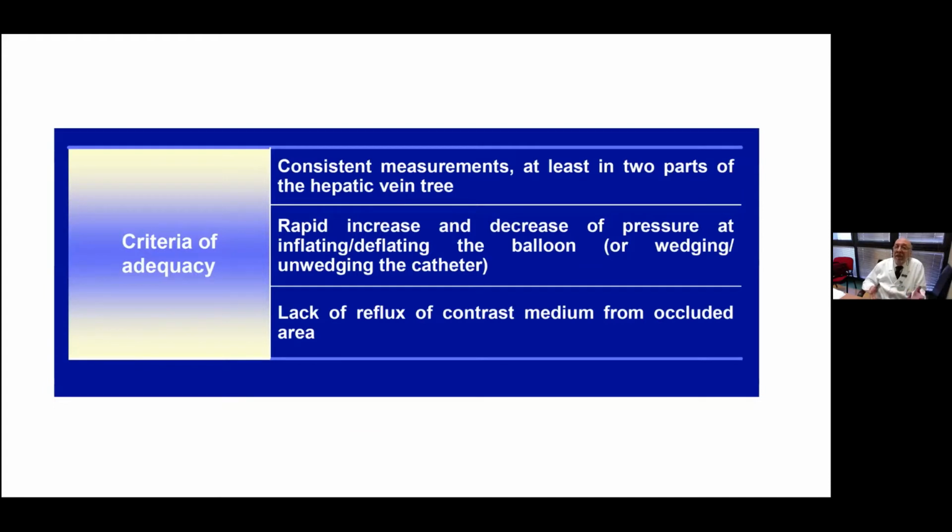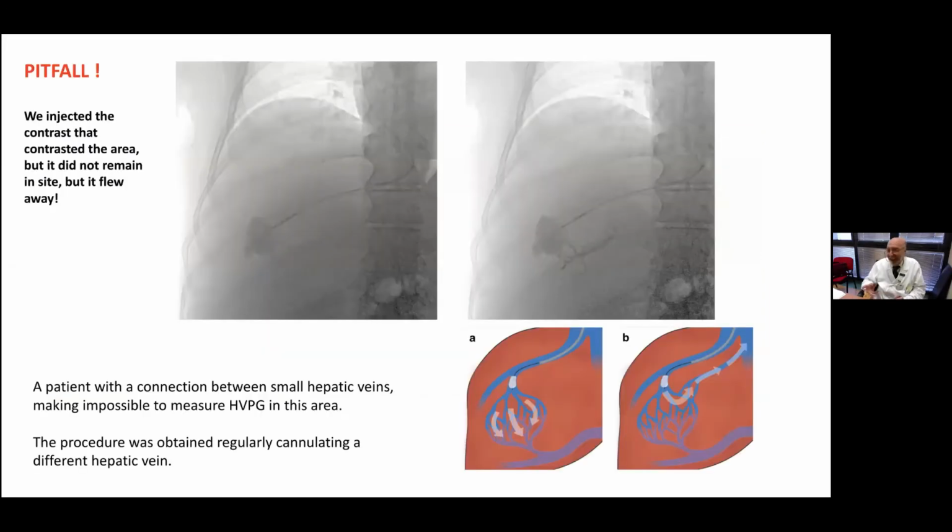Criteria of adequacy. Well, consistent measurement, at least in 2 parts of the hepatic vein tree, rapid increase and decrease of pressure at inflating and deflating the balloon, and lack of reflux of contrast medium from the occluded area. That is obviously important. And from this point, I have to give you an example of a pitfall.